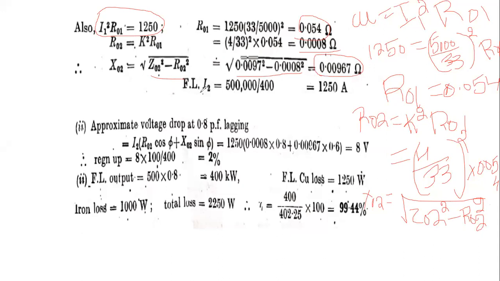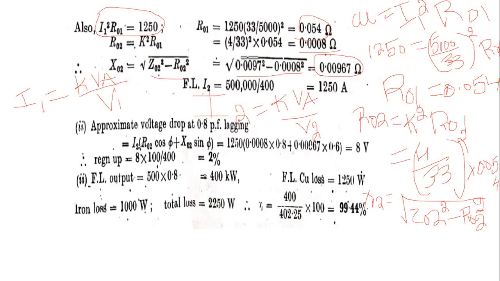After that we calculate the I2. How will we calculate the I2 current? I2 is equal to KVA by V2. What is the formula for I1? That was already calculated: I1 is equal to KVA by V1 and I2 is equal to KVA by V2. Why do we calculate that I2? That will be used in the voltage regulation formula.